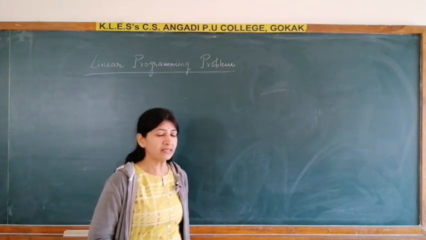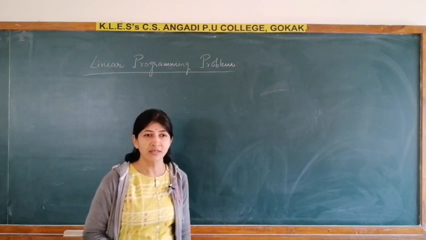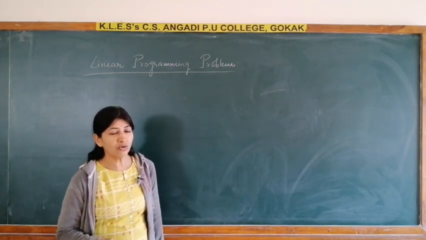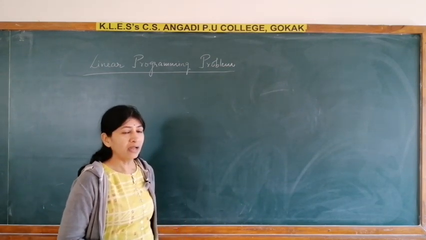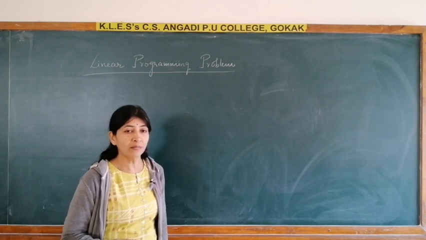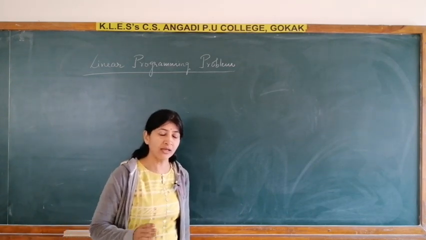So how to maximize and minimize the problem? That is based on the constraints. So here, what is the meaning of constraint, what are the non-negative constraints, and how to maximize or minimize, that I will explain in the graph only. So starting, I will take the graph.